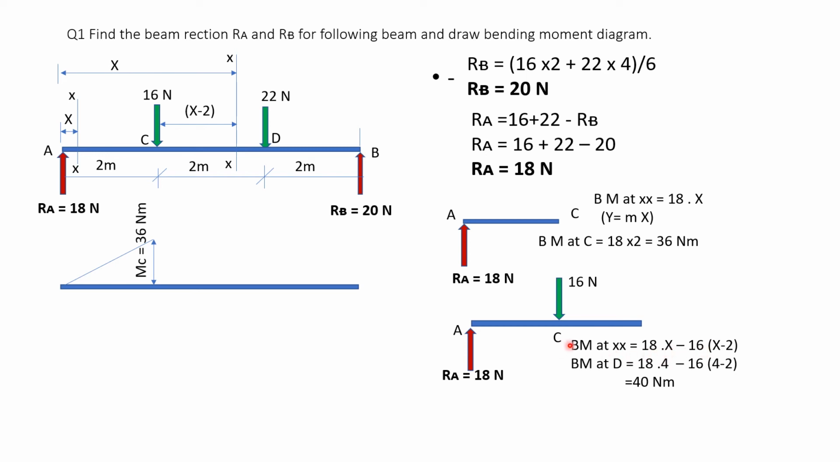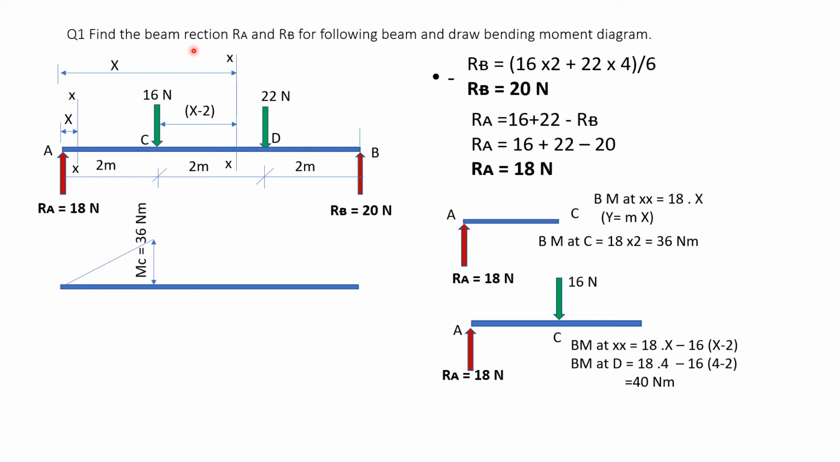And when I write this equation for XX, I must get the same value here also. When I substitute 2 here, and if I am not getting the same value and I am getting some other answer, that means something is wrong in the equation which I am writing. Now at point C, the bending moment is 36.